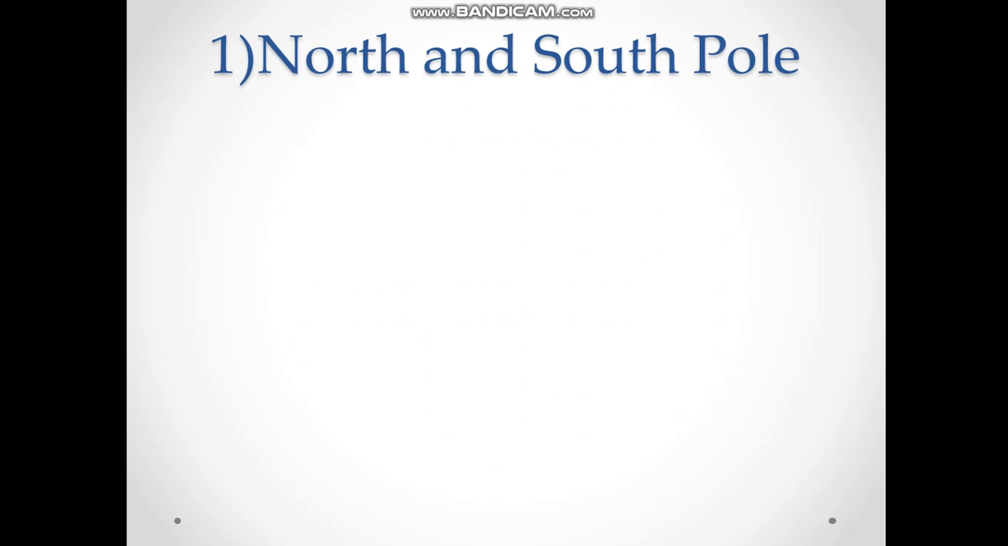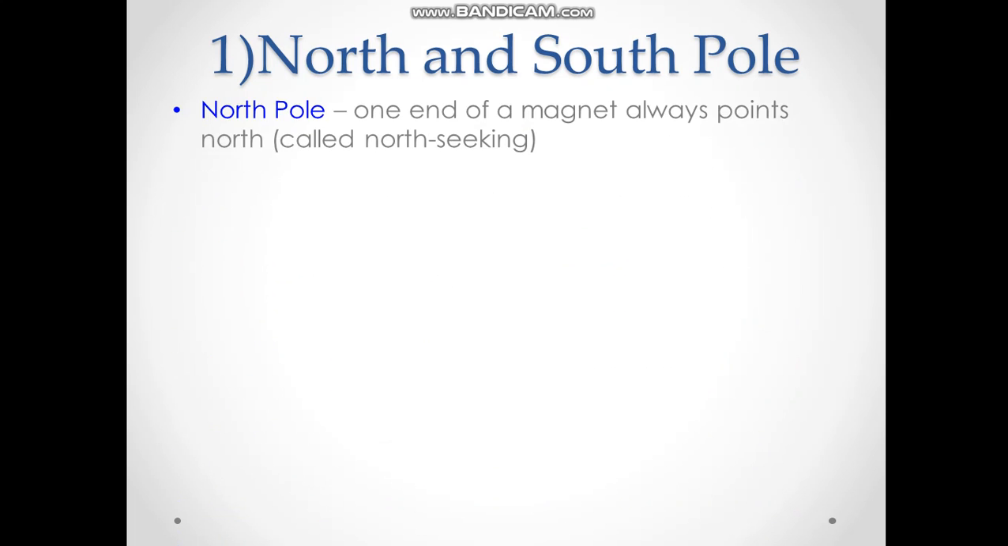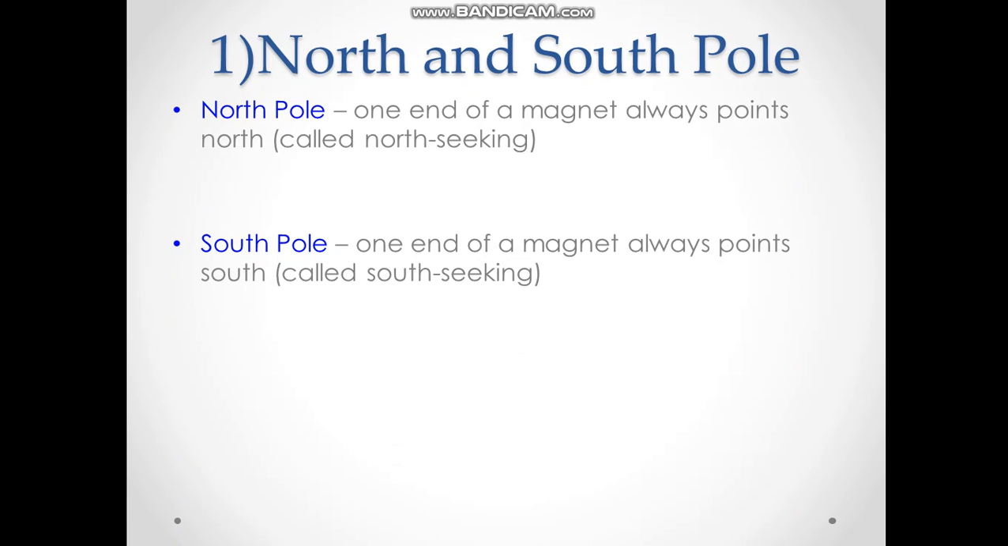We were talking about properties of magnets, and the first property was that a magnet has two poles, called North Pole and South Pole. We define the two poles of a magnet as areas or regions of the magnet at which the attraction force is concentrated. The North Pole is one end of the magnet that always points to the North Pole of Earth, and the South Pole is the other pole that always points to the South Pole of Earth.